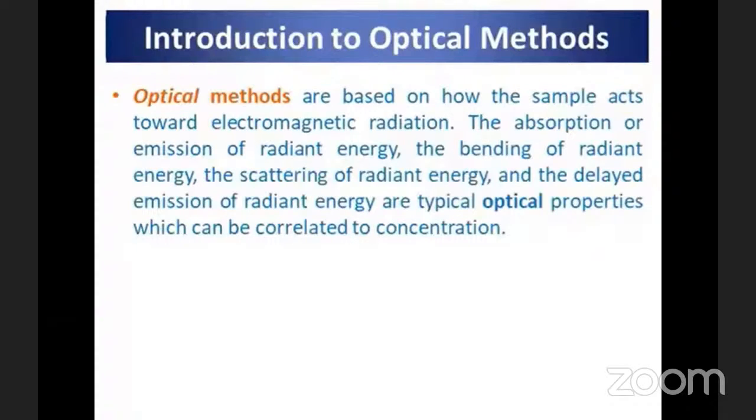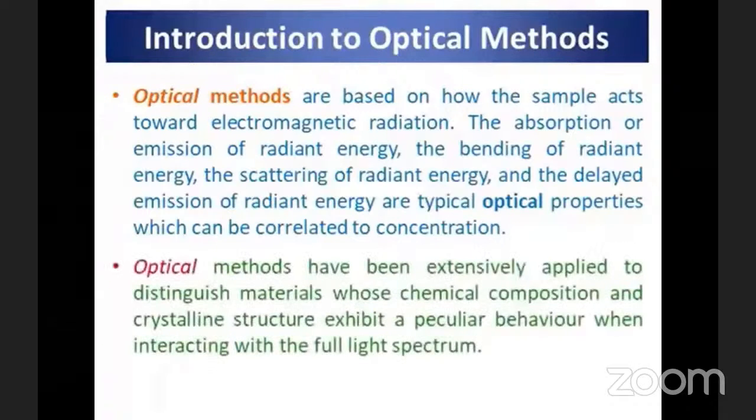The absorption or emission of radiant energy, the bending of radiant energy, the scattering of radiant energy, and the delayed emission of radiant energy are typical optical properties which can be correlated to the concentration of the sample. Optical methods have been extensively applied to distinguish various materials whose chemical composition and crystalline structure exhibit a particular behavior when interacting with the full light spectrum.